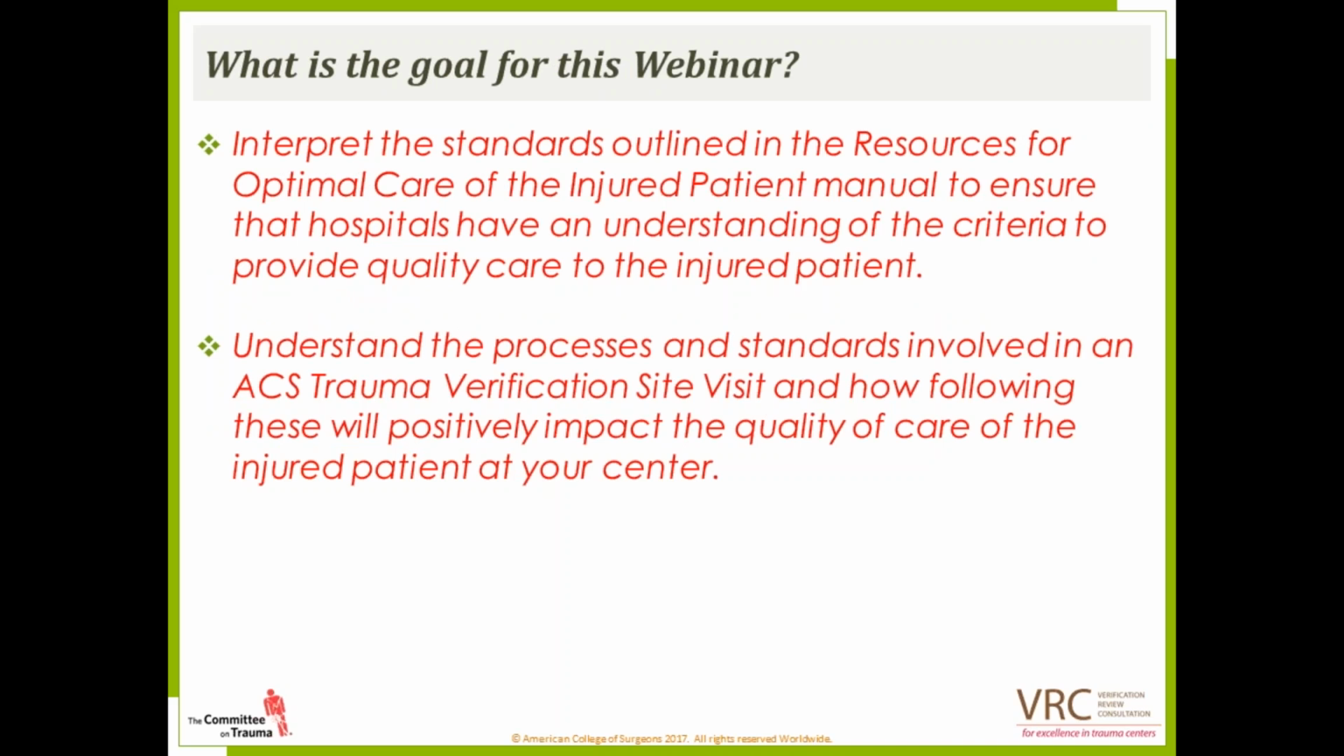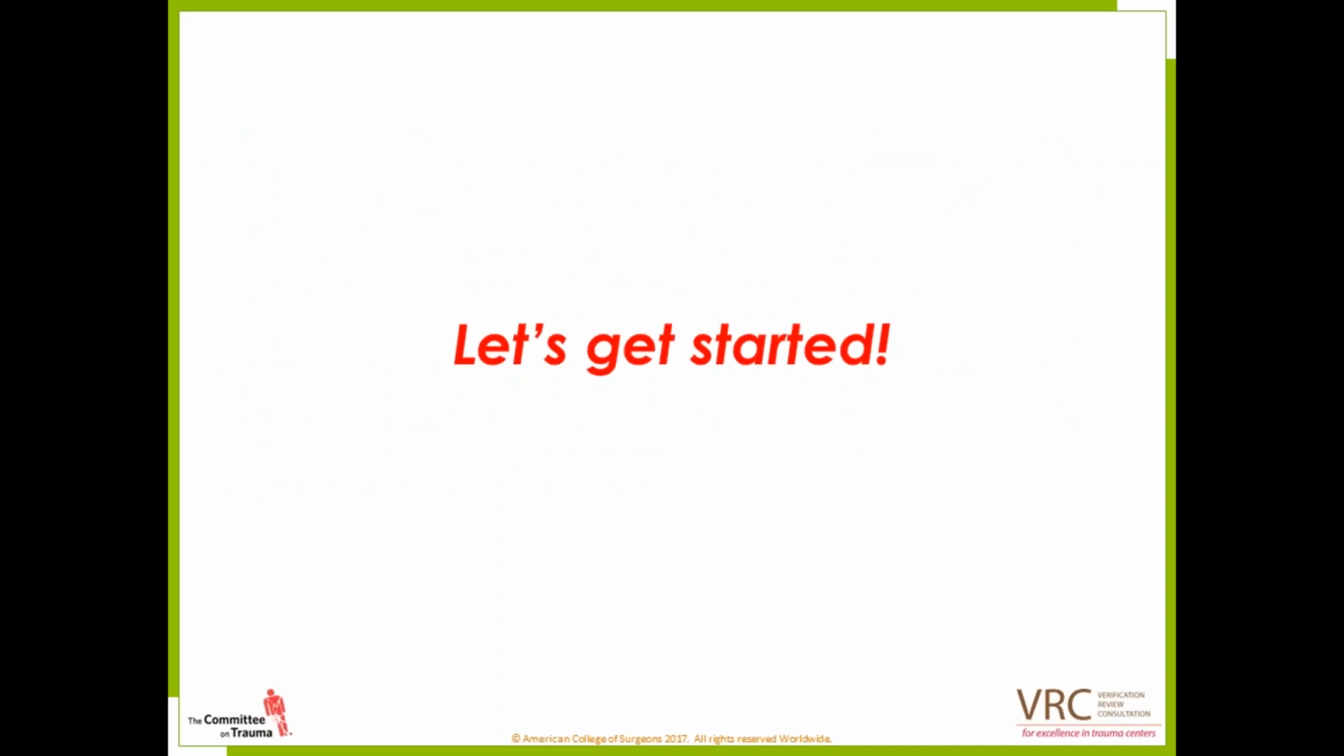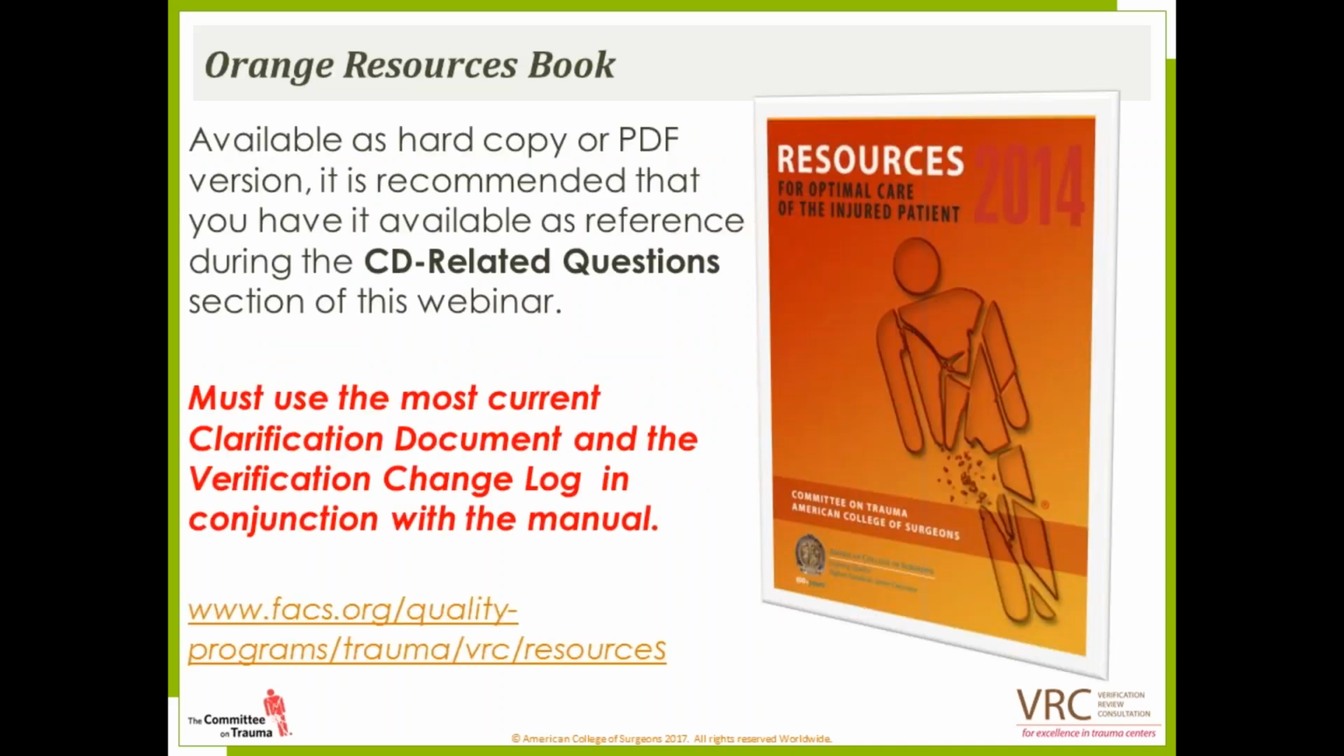The goal for today's webinar is to interpret the standards outlined in the Resources for Optimal Care of the Injured Patient Manual to ensure that hospitals have an understanding of the criteria to provide quality care to the injured patient, understand the processes and standards involved in an ACS trauma verification site visit, and how following these will positively impact the quality of care of the injured patients at your trauma center. So we're going to go ahead and get started.